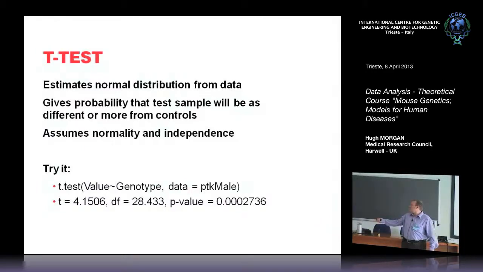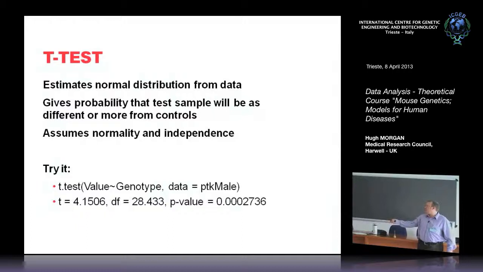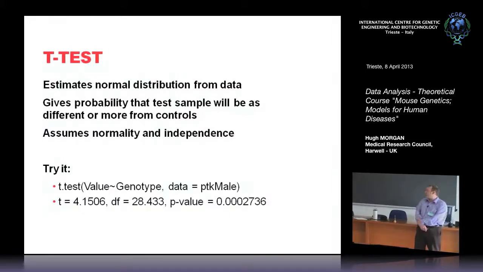And this is what R produces, the critical thing being a p-value. And this is quite small. This is 2 1,000ths. So that's looking like there really is quite a significant effect there.